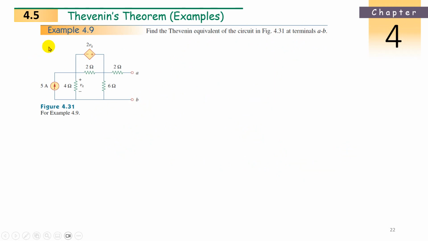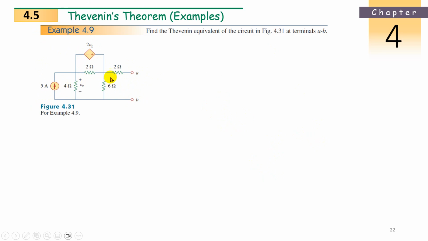See, a complex circuit is there. How many branches? 1, 2, 3, 4, 5, 6 branches. Now the terminals are A and B. In between the A and B terminals, we have to find VThevenin and we have to find RThevenin. Let's start with RThevenin first.